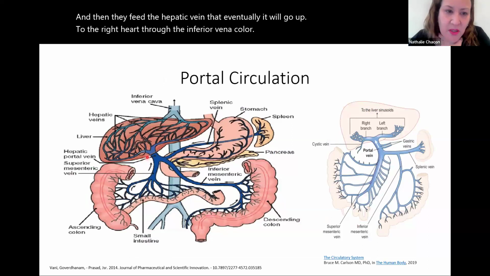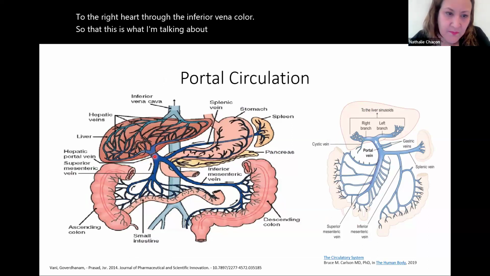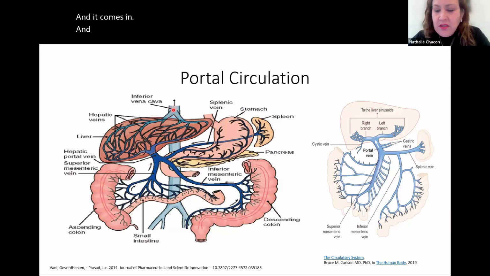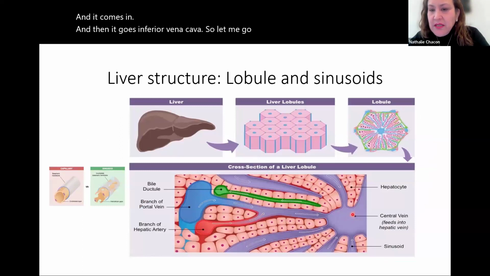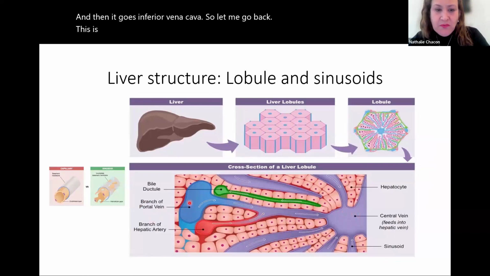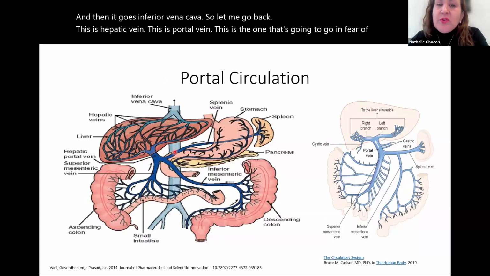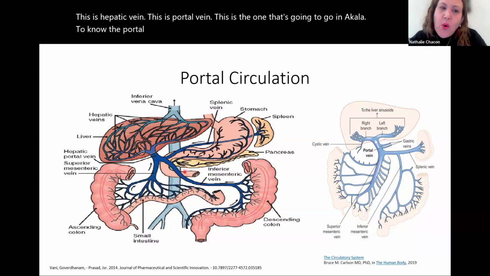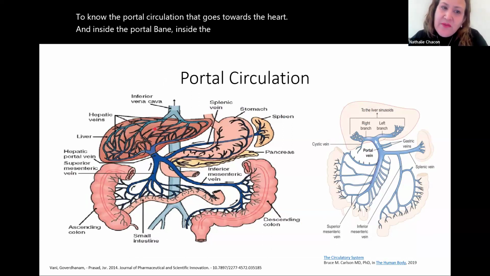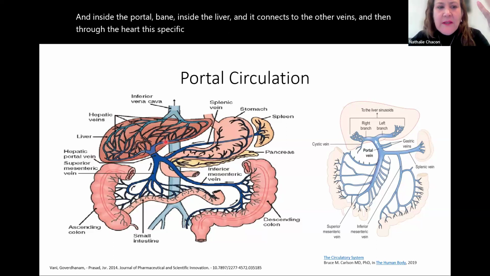So this is what I'm talking about. This is portal vein, and it comes in, and then it goes to the inferior vena cava. So let me go back. This is hepatic vein. This is portal vein. This is the one that's going to go to the inferior vena cava. You need to know the portal circulation that goes inside the liver, connects to the other veins and then to the heart. This specific circulation is very, very special for the liver.